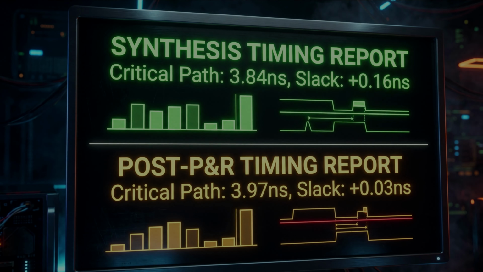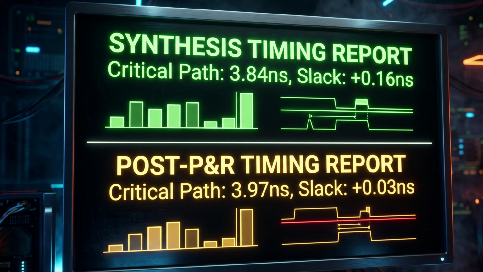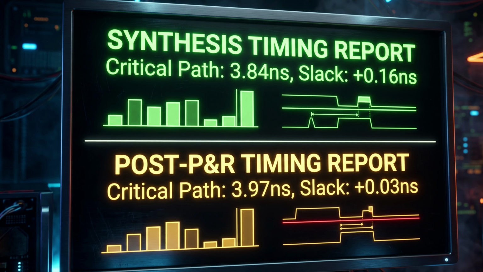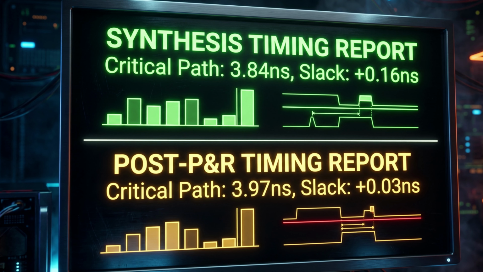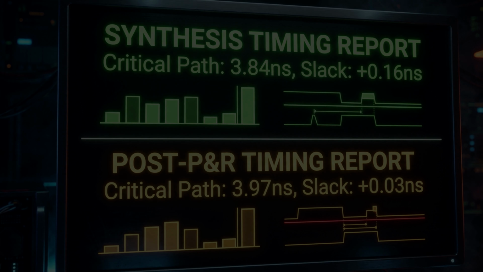In synthesis, we had met the timing constraints. The critical path was 3.84 nanoseconds. But synthesis used estimated delays. The wires were not yet physical. After place and route is complete, the real wire lengths become known, and physics sends the bill.